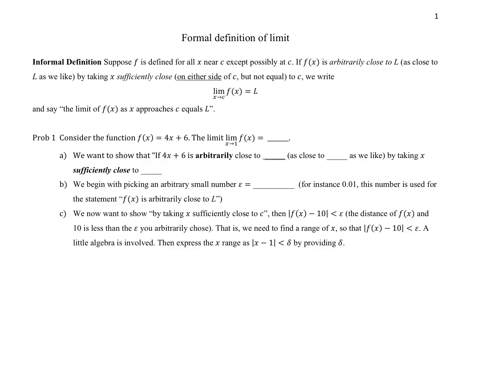Now, let's quickly review the informal definition of limits, okay? Suppose f is defined for all x near c except possibly at c. If f of x is arbitrarily close to L, as close to L as we like, by taking x sufficiently close on either side of c to c, we use this notation. Now, let's read this carefully. When you say f of x is arbitrarily close to L, how close? As close as you like, okay?